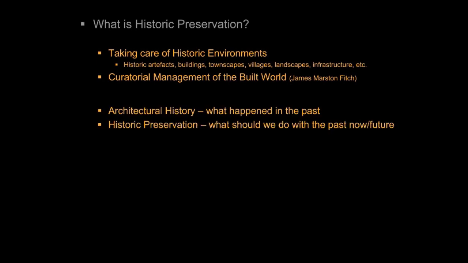Now, most architects learn architectural history, and what we learn in architectural history is what happened in the past. So when we talk about historic preservation, what we are talking about is what we should do with that past right now and going into the future. History happened, architectural history happened, the buildings were designed by somebody at some particular time for a particular purpose. If the building is still there in this modern time, what are we going to do about it? And historic preservation is about that particular question.